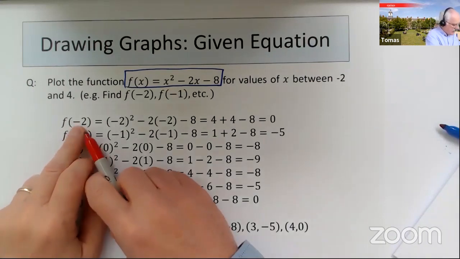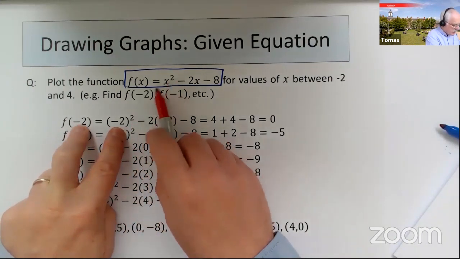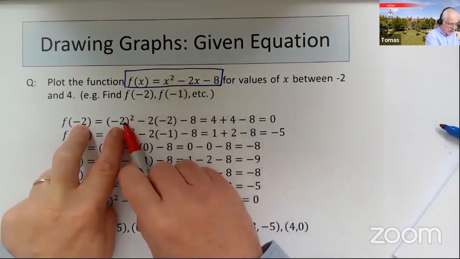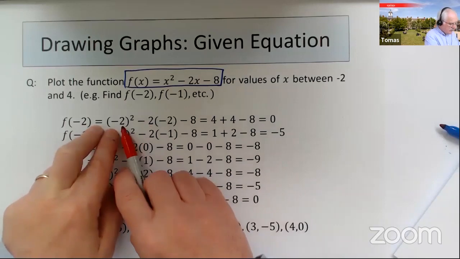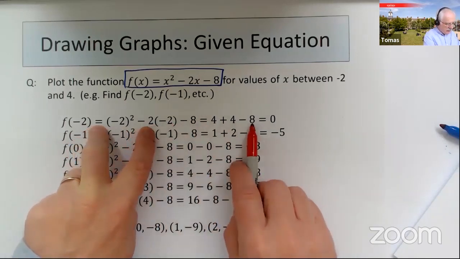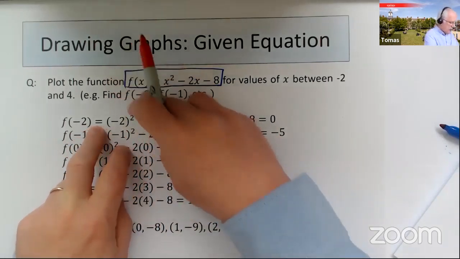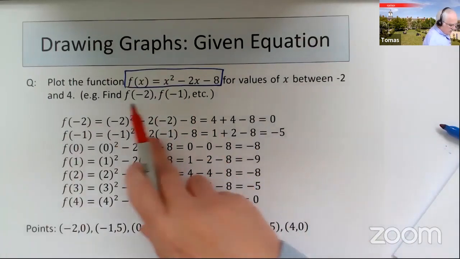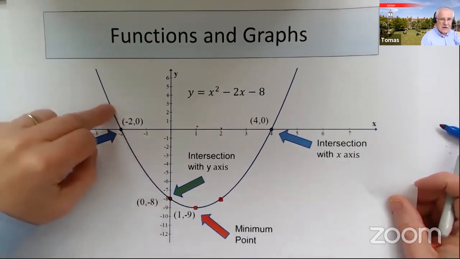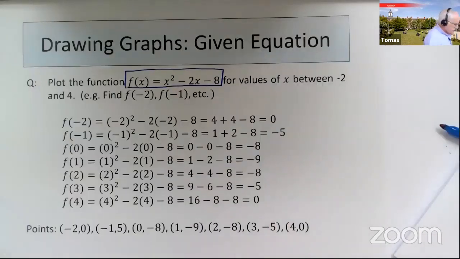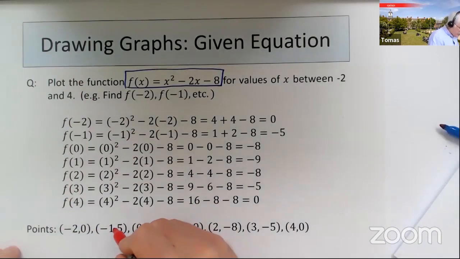So taking f of minus 2, we say minus 2 squared. Anywhere where there's an x, we put in minus 2. Minus 2 times minus 2, minus 8. So that's 4. Plus 4 minus 8 is 0. So you have all of those. And again, we're seeing when x is minus 2, the graph is at 0. So that's how that works, and we plug in the numbers.